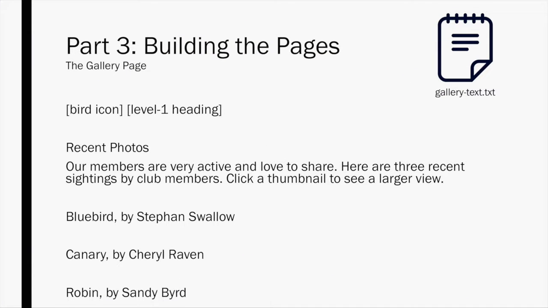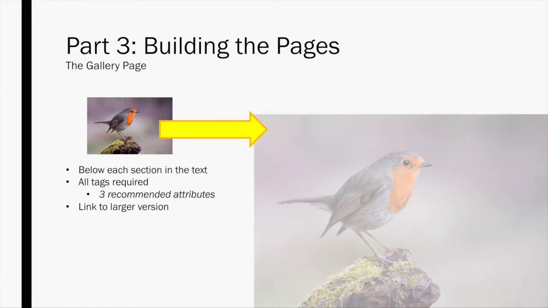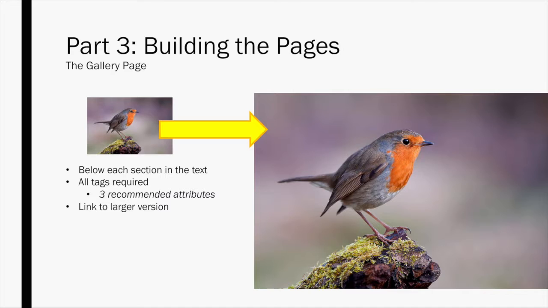Next, for the gallery page. Again, this is the same text information you'll find in the text file for the gallery page. But a little thing that's different about the gallery page is that we're going to have more pictures. The pictures themselves should be below each associated section of text. All tags are required. The 3 recommended attributes are going to be looked for on the page, and the smaller version should link to the larger version. Easy as that, right? Always have the thumbnails or the smaller versions loaded on the page to be linked to the larger version.